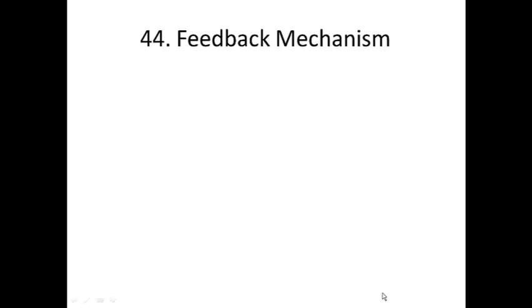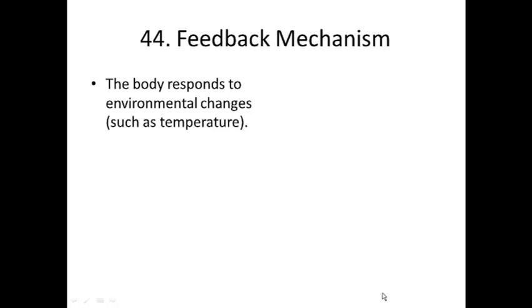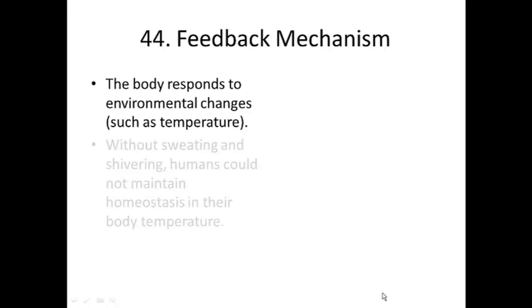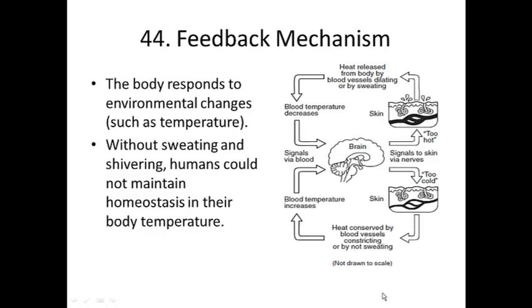Feedback mechanisms. These are important for maintaining homeostasis. It's the way that the body or an organism will respond to environmental changes, such as temperature. So in this picture, we see that without sweating and shivering, humans could not maintain their homeostatic body temperature. So let's say that it's cold. So it's too cold, right? The skin senses that, and what happens is it causes the blood vessels to constrict or prevents them from sweating.